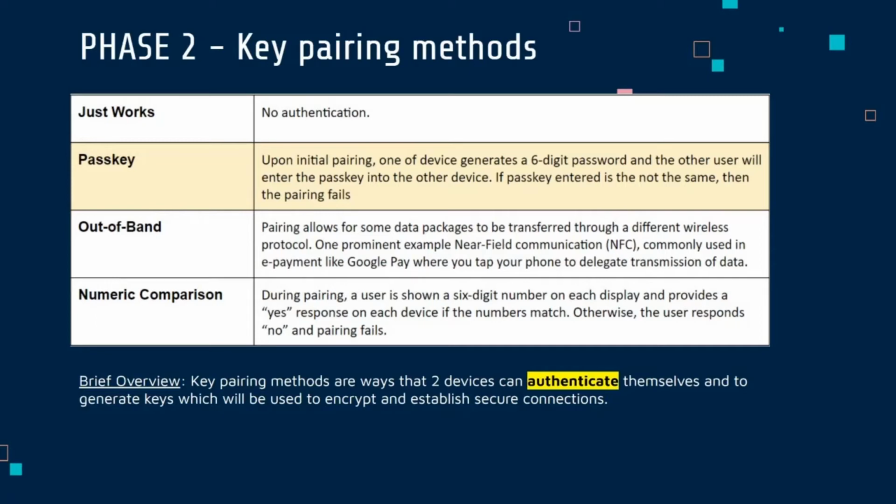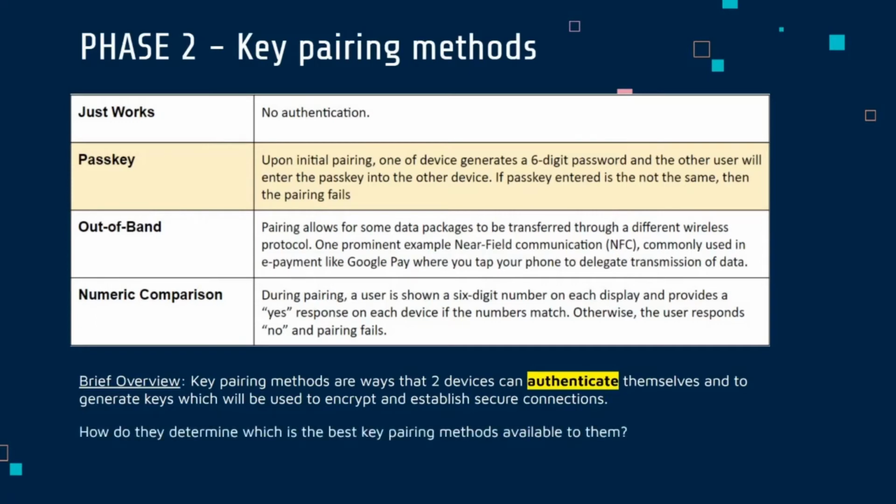Out of band is different from a typical Bluetooth protocol, like for example near field communication, which is used in most e-payments like Google Pay, where you tap your phone to delegate the transmission of data. Whereas numeric comparison means both users are shown 6 digits, so they must both enter yes on their phones or devices if both numbers are the same.